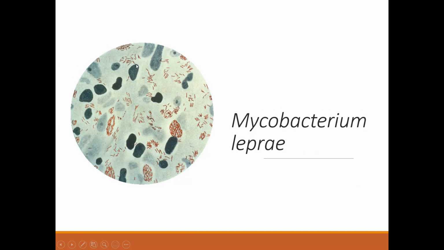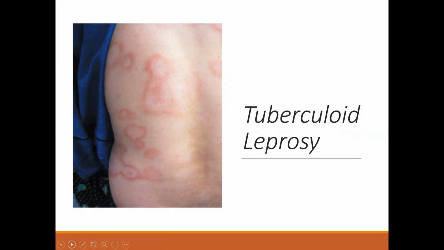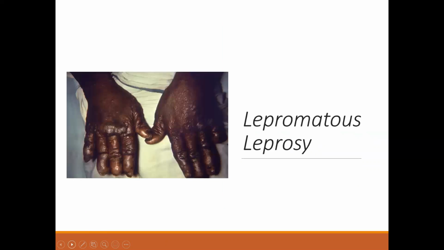So this is an acid-fast stain, and all of these little red bacteria here are the Mycobacterium leprae. Now, tuberculoid leprosy is the least serious form. It's going to result in these patches here. There may be some neuropathy associated here. There may be some numbness that is associated with these nodules. But lepromatous leprosy is the disfiguring form of leprosy. This is what we think of when we think about leprosy.